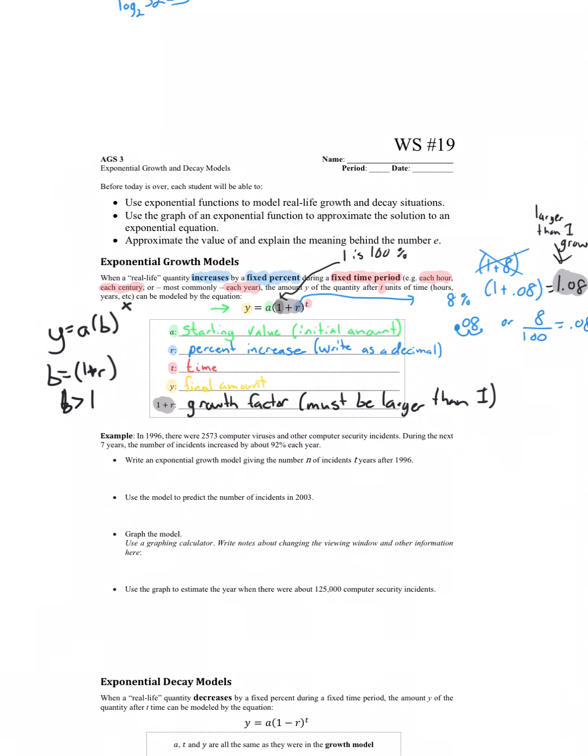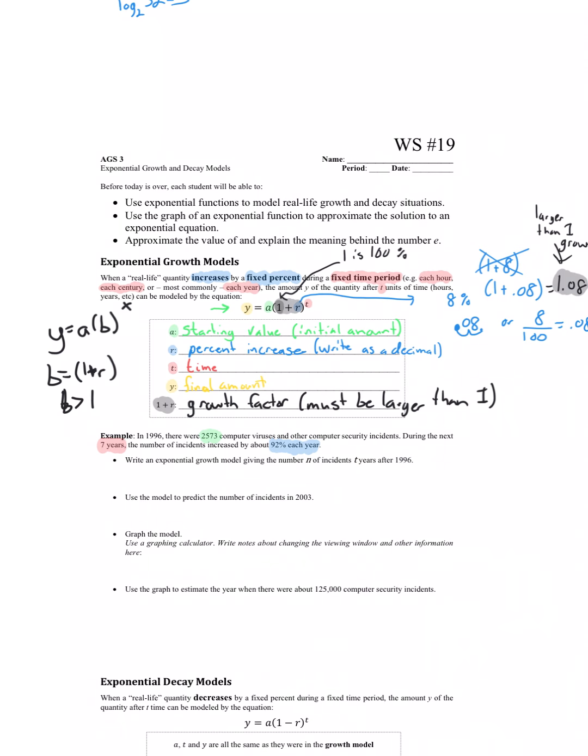Okay, so now our first example, using this exponential growth equation, we want to identify some key values here. It says in 1996, there were 2,573 computer viruses and other computer security incidents. 2,573, I'm going to highlight that in green because that represents our starting value. That's what happens in the year 1996. During the next 7 years, there's a time period, 7 years, the number of incidents increased by about 92% each year.